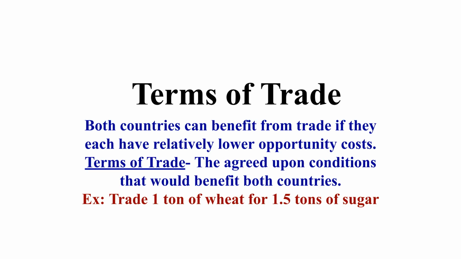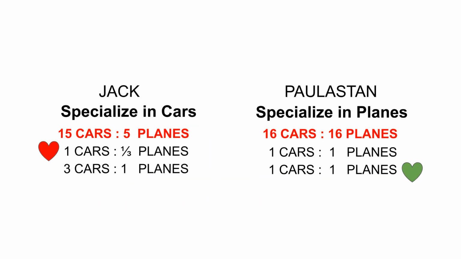Terms of trade refer to the agreed-upon rate of exchange between two countries. Basically, how much of one good is traded for how much of another. Both countries can benefit from trade as long as the terms fall between their opportunity costs. In other words, the trade must allow each country to get the product at a lower opportunity cost than producing it on their own. Continuing with our earlier example, Jack is going to specialize in producing cars, and he wants planes. Pakistan is going to specialize in producing planes, and it wants cars. So what terms of trade would both sides agree to?